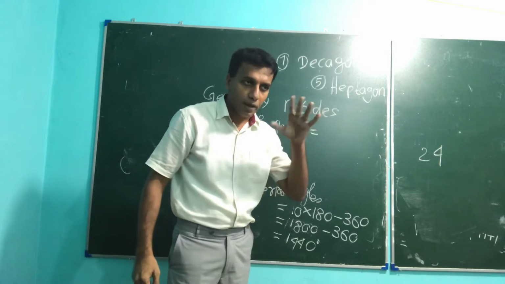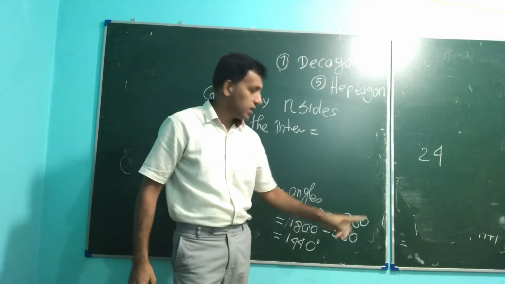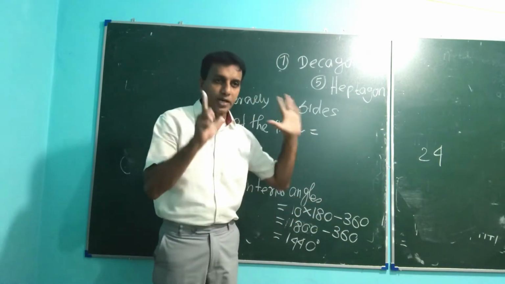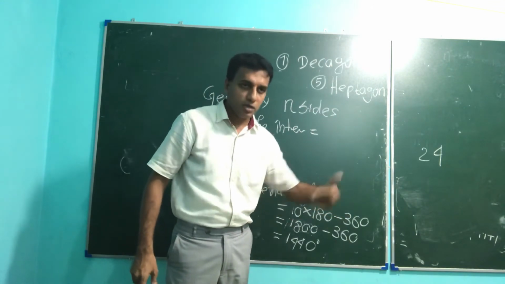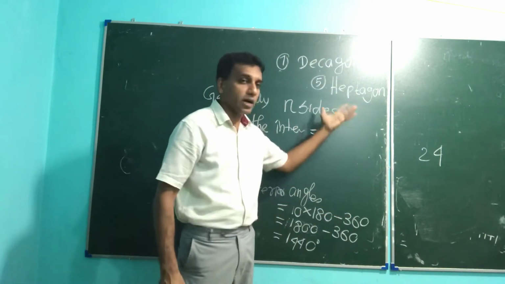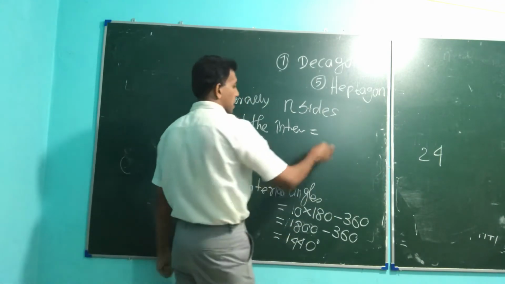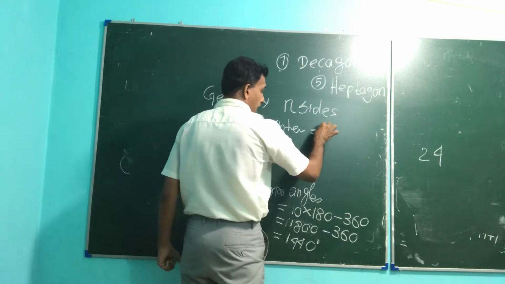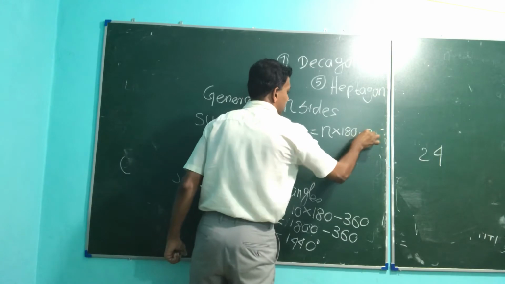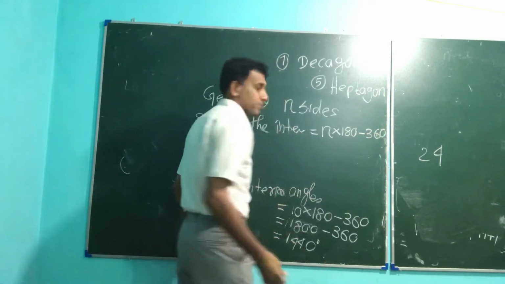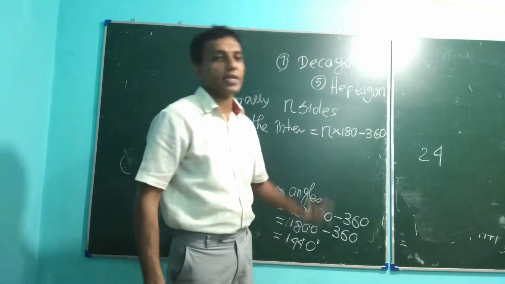For a pentagon, 5 triangles, 5 times 180, subtract 360. Heptagon, 7 triangles, 7 times 180, subtract 360. Decagon, 10 times 180, subtract 360. Therefore, you can tell me, what is the answer? N times 180 minus 360.